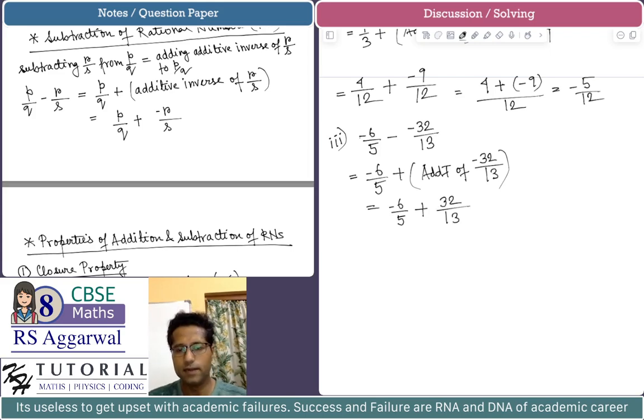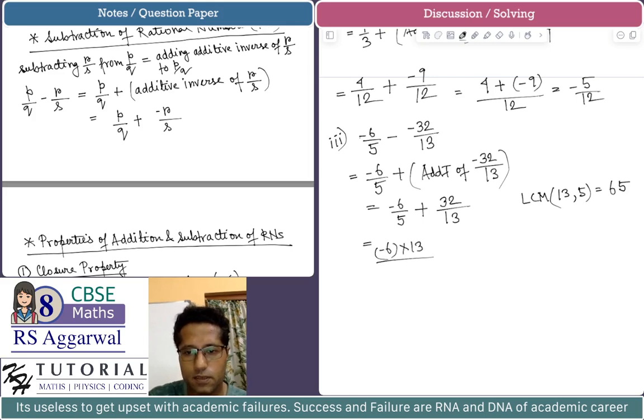Now we have to add minus 6 by 5 plus 32 by 13, and we know that the LCM of 13 and 5 is 65. So we have to convert minus 6 by 5 to its equivalent rational form, so that the denominator is 65. So we have to multiply both the numerator and the denominator with 13. So this becomes minus 6 into 13, and 5 into 13 is 65.